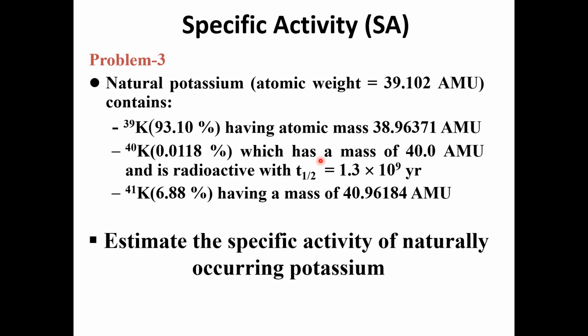Potassium 40, 0.0118%, has a mass of 40 amu and is radioactive with a half-life equal to 1.3 × 10 to the power 9 years. Potassium 41, 6.88%, has a mass of 40.9614 AMU. So estimate the specific activity of naturally occurring potassium. These are the quantities given for the different isotopes of potassium, and we are asked to estimate the specific activity of naturally occurring potassium.